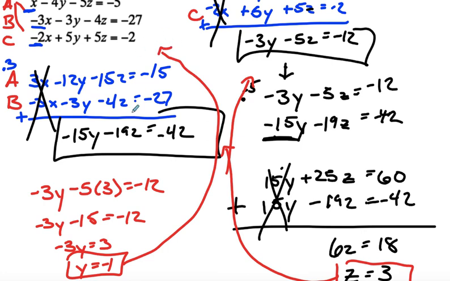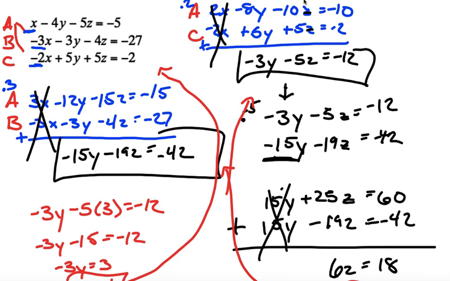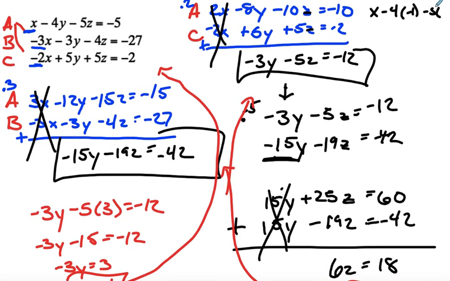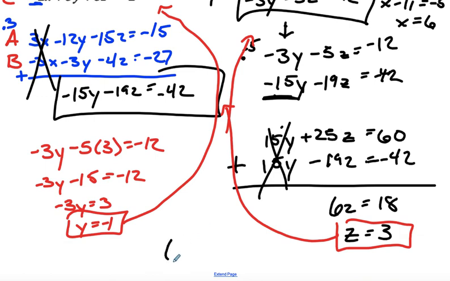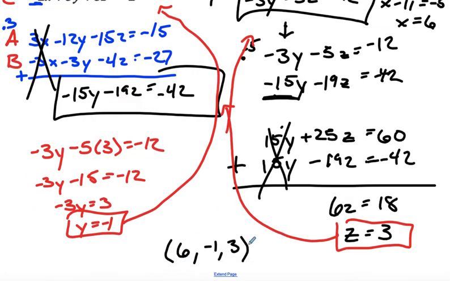And then now that we've got 2 letters, we can go back to our original equation. I think the top one is a little easier to work with. So I would go x minus 4 times negative 1 minus 5 times 3 equals negative 5, which gives me x plus 4 minus 15 equals negative 5, or x minus 11 is negative 5, which means that x is 6. So my final answer is 6, negative 1, 3. So when you're done, make sure you write your systems as a 3-coordinate pair or however you're asked to write it.